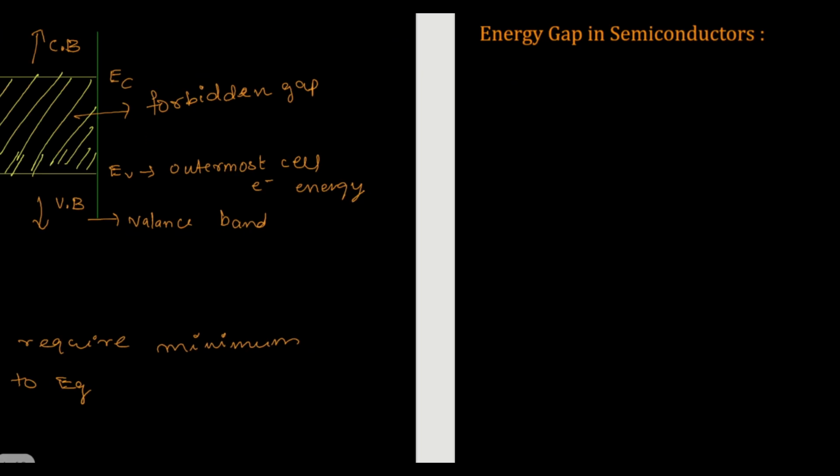So let us understand what will happen in semiconductors. Let us take an example for the energy gap of semiconductors, silicon and germanium.